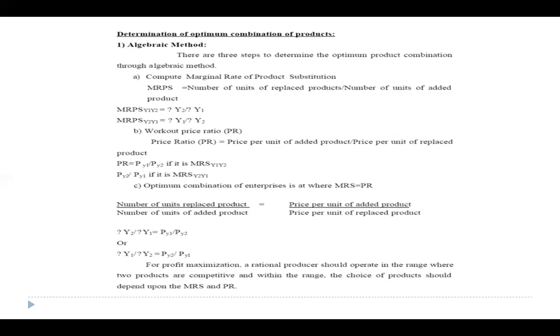Now in third step, calculate optimum combination of enterprise where MRS is equal to price ratio. So what is MRS? Change in Y2 upon change in Y1 is exactly equal to PY1 upon PY2. So this is the point you obtain with the different combinations through algebraic method. For profit maximization, a rational producer should operate in the range where two products are competitive, and within the range, the choice of product should depend upon the MRS and price ratio.